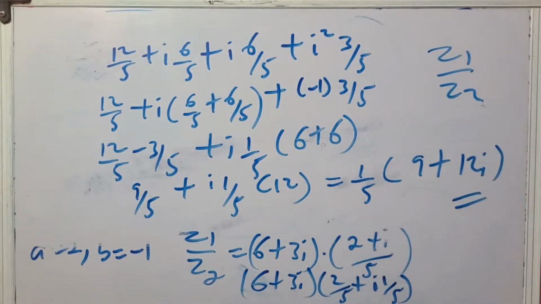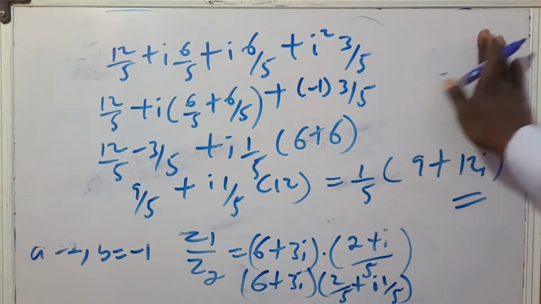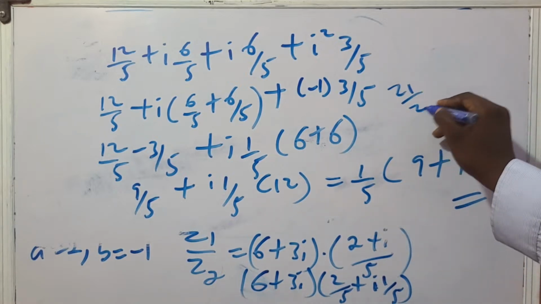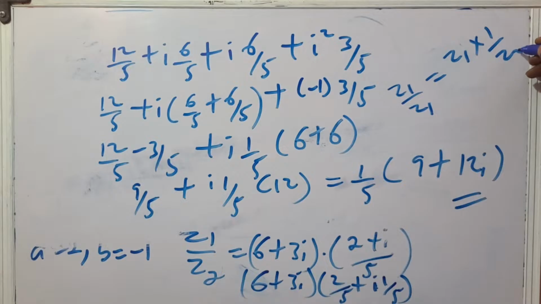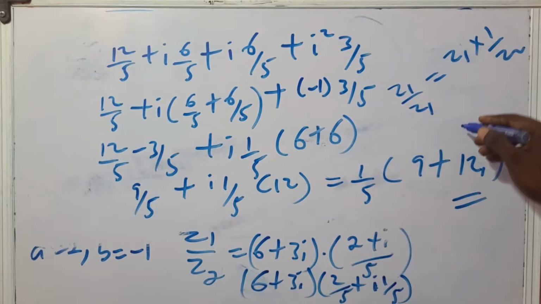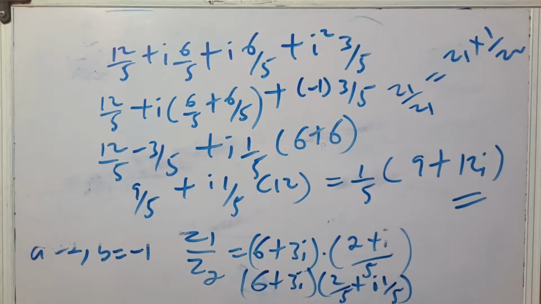Can you see the answer? And just to cap it up, remember the way we moved. For us to do z1 over z2, we first did the multiplicative inverse of z2. Then we went on to multiply that with z1, and we got this answer. So it's quite very, very simple. I'm sure you understand what we're doing.